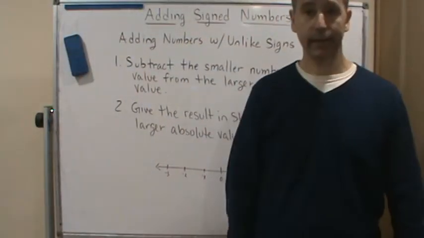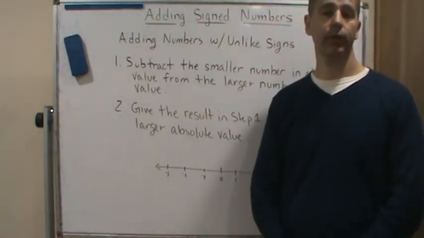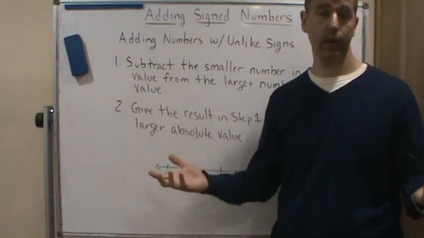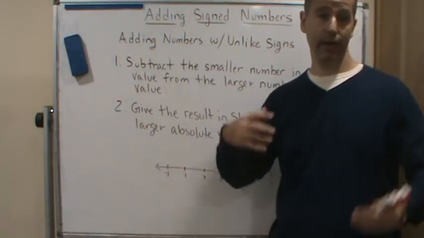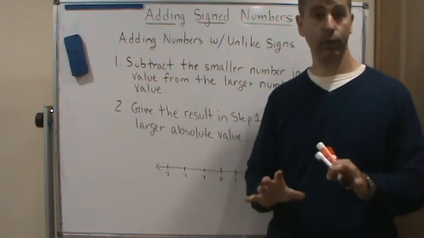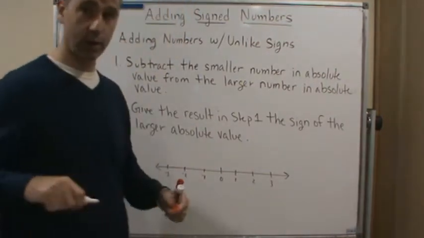Okay, so welcome back. Now what we're going to do is talk about adding numbers with unlike signs. What if they have opposite signs, in other words? If you're adding a negative and a positive number, how does that work? It's going to work a little differently, so let's do the arrows to show you how this works.